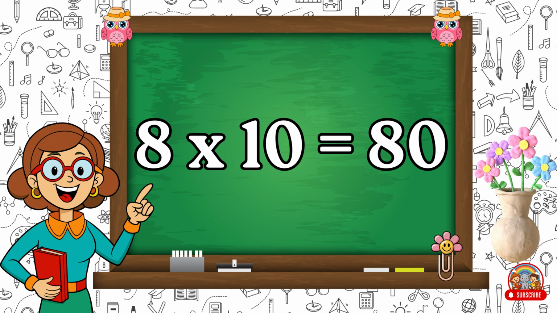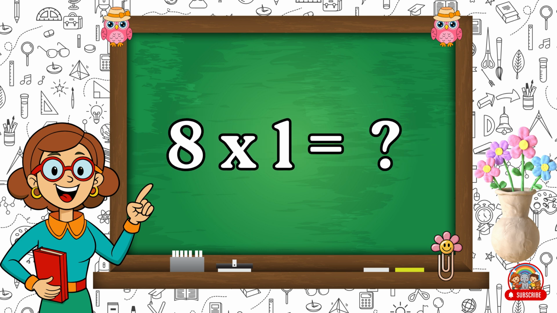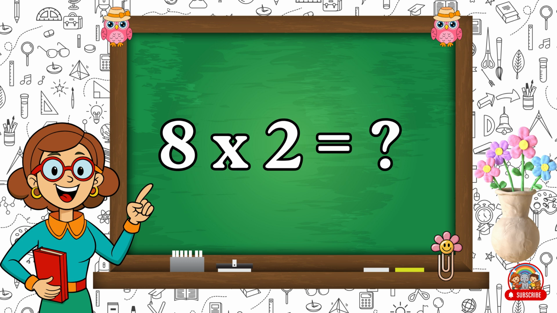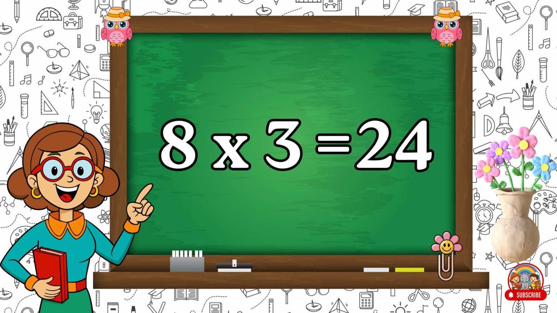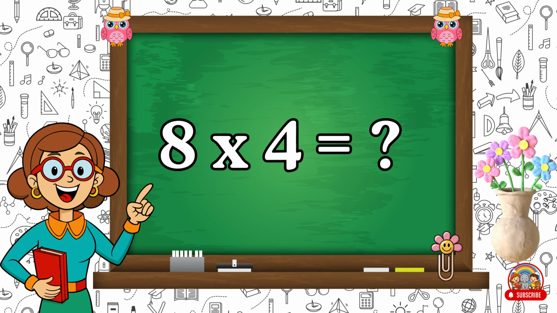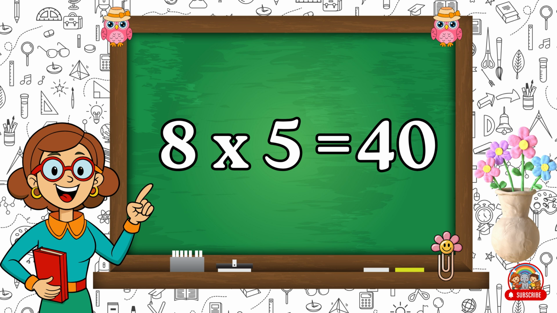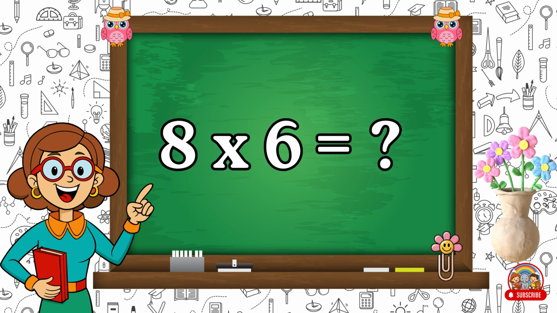So tell me children, 8 ones are 8. 8 twos are 16. 8 threes are 24. 8 fours are 32. 8 fives are 40. 8 six are 48.